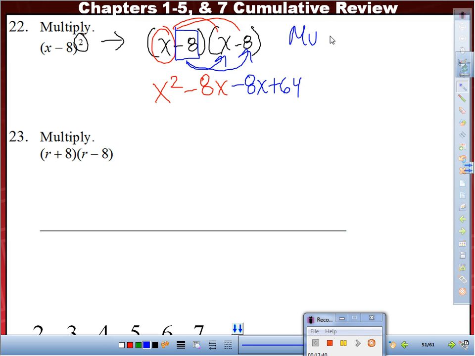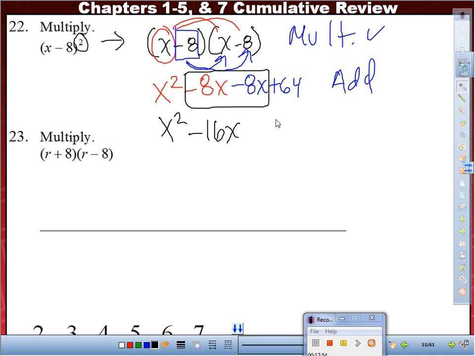Once again, I'm done with multiplication. Now I'm going to add. So let's see. We're left with x squared. Combine these two right here, negative 8 and negative 8. That's negative 16x. And bring down the plus 64, and we are done. Okay? Let's go to number 23.